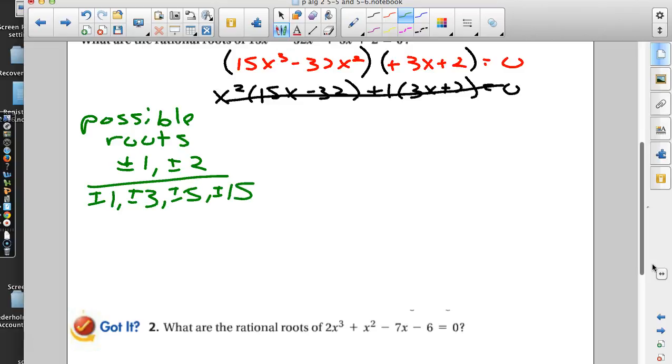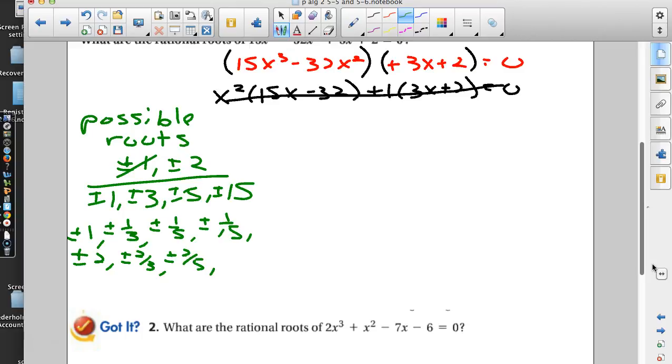And then I make my list of possibles. You're going to have to do this on the test, even though we don't have to actually go through and try to find them all. 1 over 1 would be 1. 1 over 3 would be 1/3. 1 over 5 would be 1/5. 1 over 15 would be 1/15. Now I'm done with the 1 on the top, but I have to go back through with the 2. So 2 over 1 would be 2. 2 over 3 would be 2/3. 2 over 5 would be 2/5. 2 over 15, 2/15. So those are the possibles.